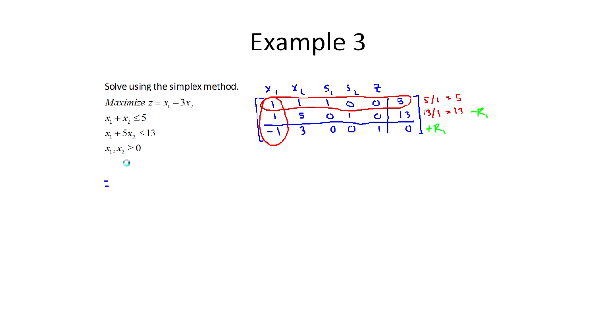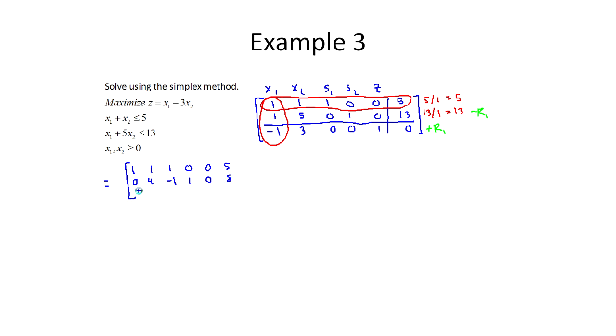This is essentially moving to another corner point. That's one way to think about it. So this first row is going to stay the same. This is now 0 and 4, -1, 1, 0, and then 13 minus 5 is 8.